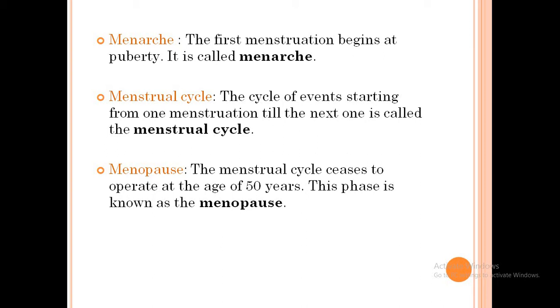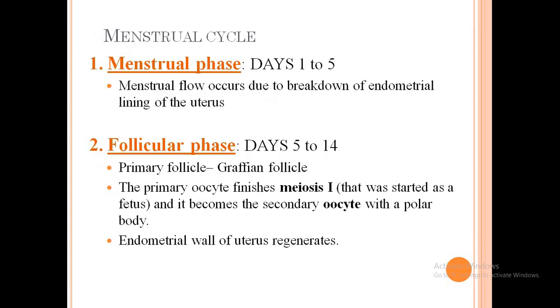In between menarche and menopause, a female undergoes a periodic phenomenon, a cycle of 28 days, and this is called the menstrual cycle. When the menstrual cycle is going on, the female is capable of reproduction also. So the difference between menarche and menopause is very commonly asked in the exam. Come to the next one, the menstrual cycle.